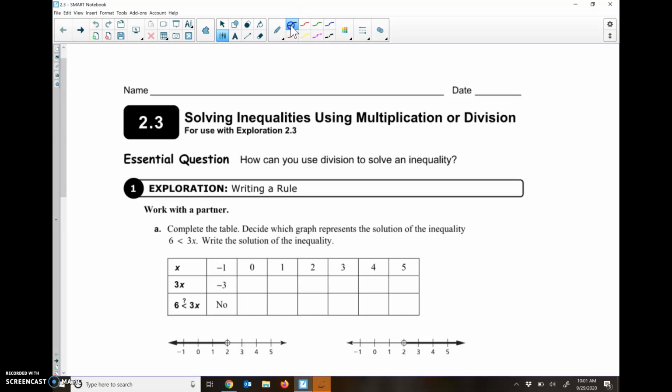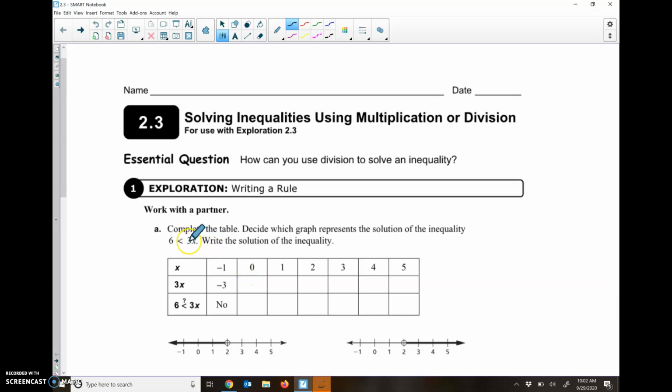So it already did the first one for us. If I plug in -1 to this problem, 3 times -1, I get -3. And then it's asking if 6 is less than that. Well, 6 is not less than -3, so I wrote a no for us. And we're going to fill out the rest of this table.